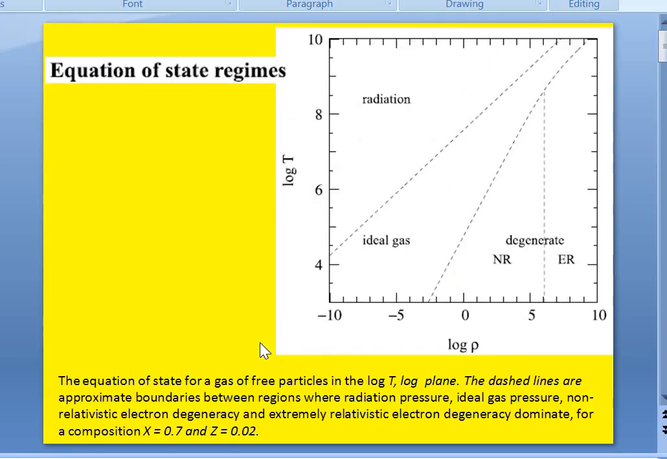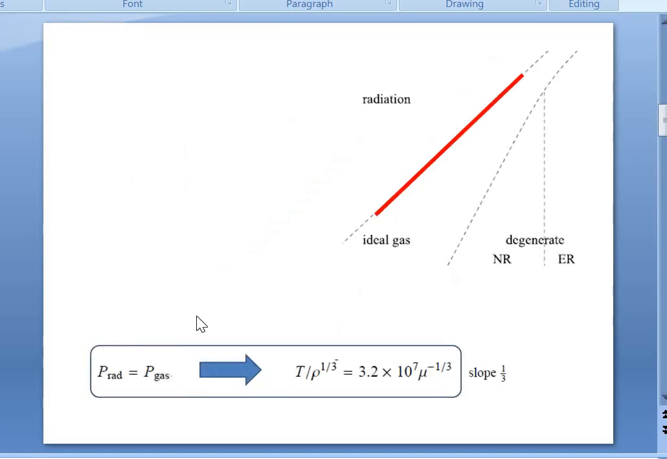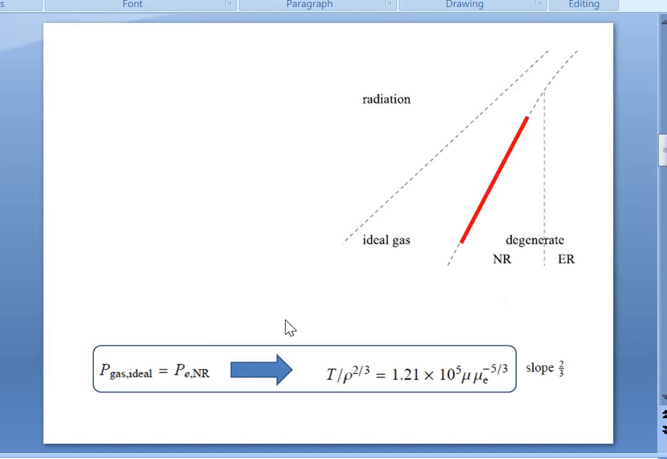Yes sir. Yes, see, I am just talking about the various boundaries of these regions. So we have 1, 2, 3, 4 possibilities, and we have talked about the 4 boundaries here. The first boundary is the radiation and ideal gas boundary. This we worked out, remember, slope 1/3. You see, this is the slope 1/3 in the log T log rho plot. Again, next, ideal gas and non-relativistic degenerate gas. This one, again you see, slope 2/3. This is the slope 2/3.